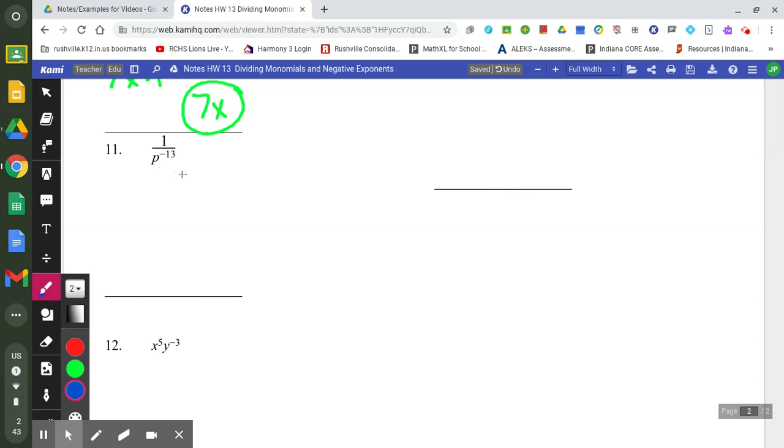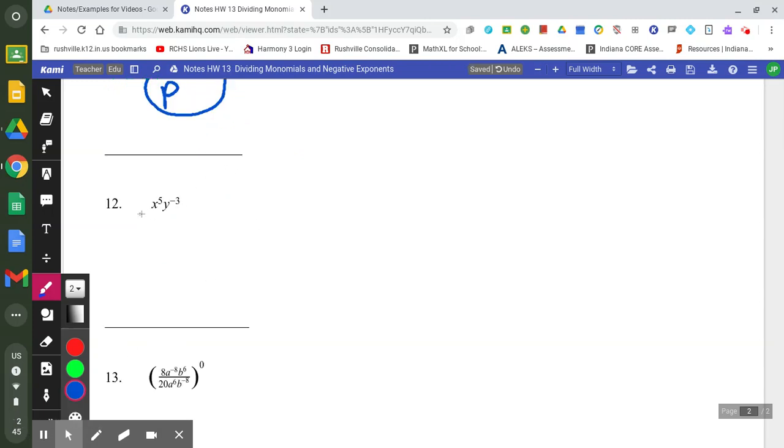So 11 starts as a fraction, and so I will leave the 1 where it is, and then this p to the negative 13 will have to move to the top of the fraction, and then the negative 13 becomes positive. So the way we want to enter that into MathXL or to write it on our answer blank is just p to the positive 13th power.